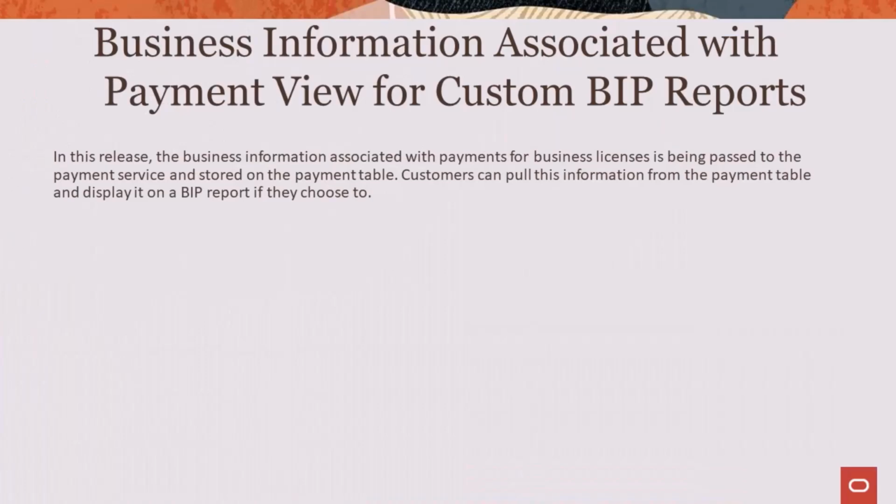In this release, the business information associated with payments for business licenses is being passed to the payment service and stored on the payment table. Customers can pull this information from the payment table and display it on a BIP report if they choose to.